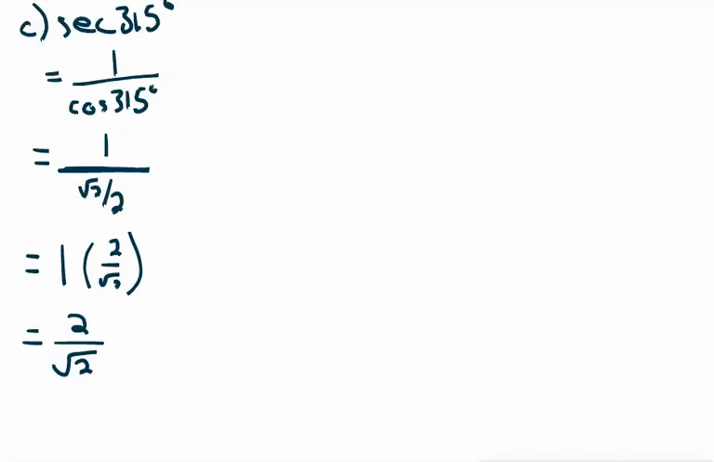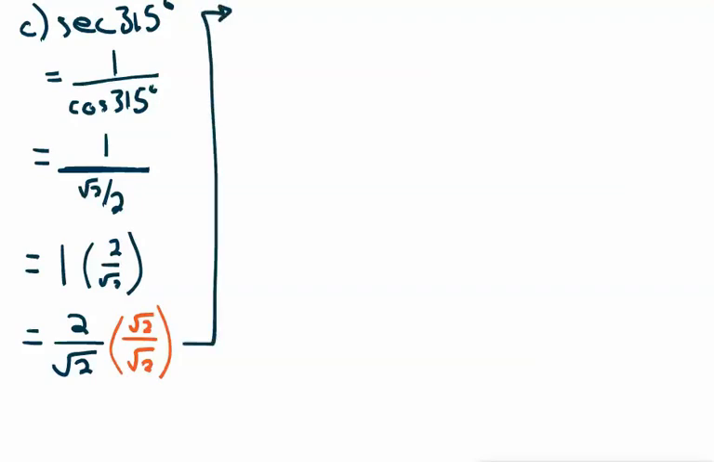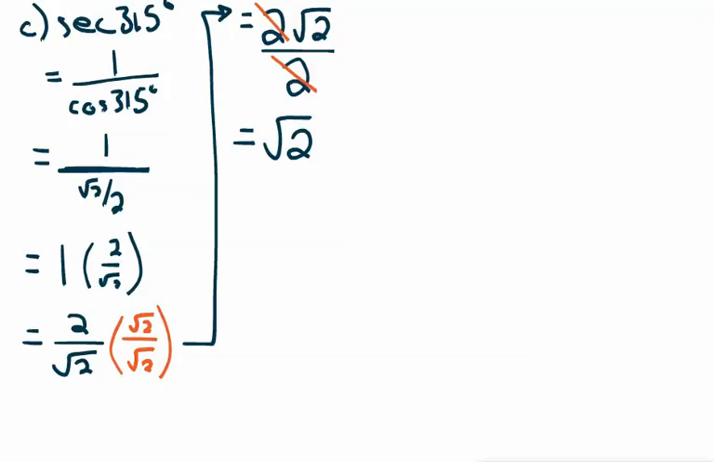Now remember that we can't leave a root sign in the bottom. So to get rid of it and move it to the top, we need to multiply by root 2, top and bottom. Multiply it out, the top is going to become 2 root 2. The bottom, root 2 times root 2 is just 2. Twos can cancel. Final answer on C is going to be root 2.